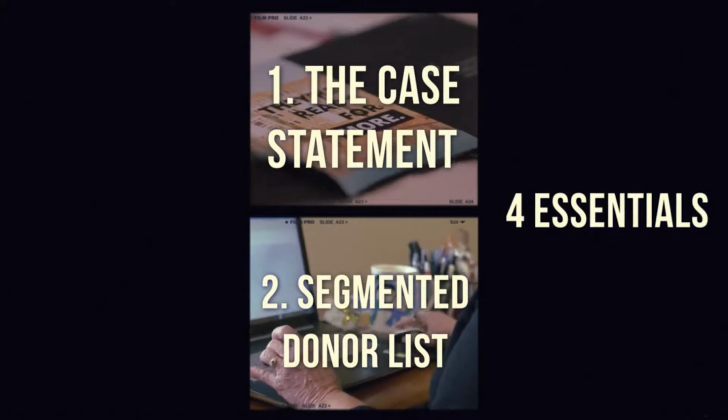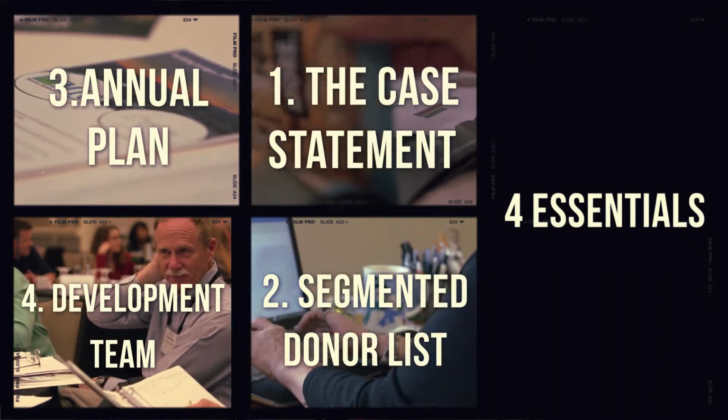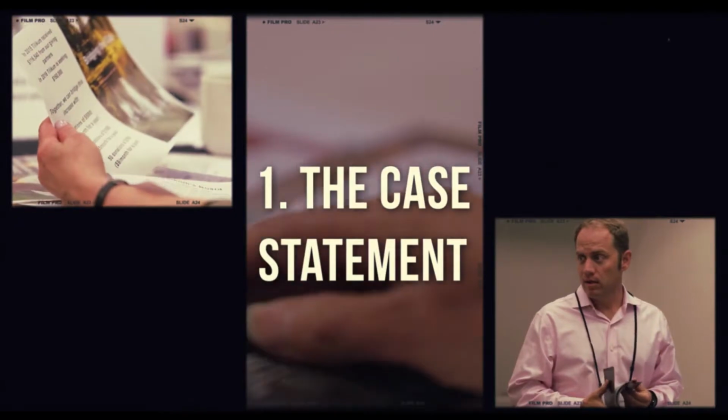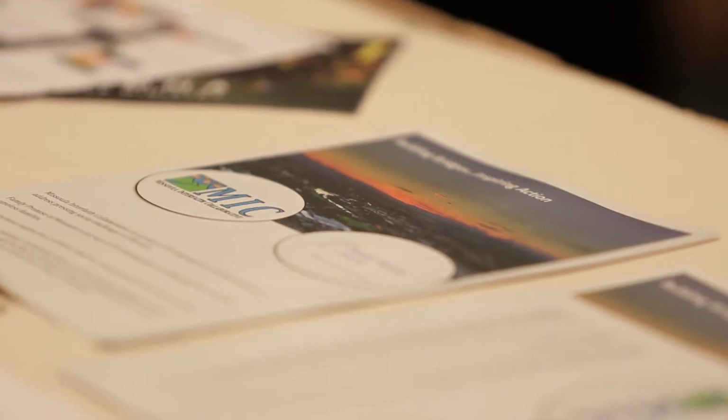Essentials has 4 components, and the 4 are the case, the segmented donor list, the annual plan, and the development team. Well, the case is the major one, and when we say the case, it's not a brochure, but it is a document that outlines all of the important factors about the organization: the theme, the mission, the vision, the leadership, and then the need that you have. What is the need? And then the gift plan. How are we going to raise the dollars that we're needing?